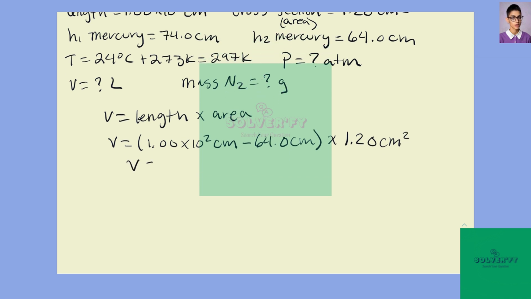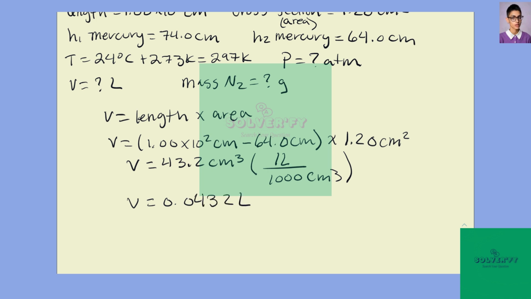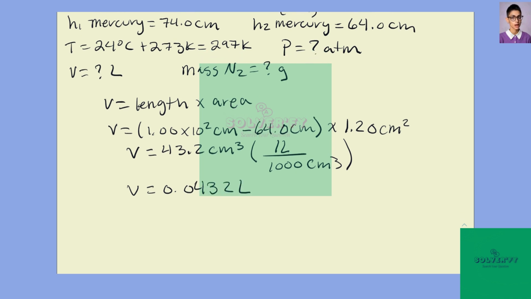Alright, so our volume is going to be 43.2 centimeters cubed. And then this is going to equal, and we want to turn this into liters, so let's times this by 1 liter over 1,000 centimeters cubed. And then our volume in liters is going to equal 0.0432 liters. Alright, so now that we have our volume, let's find our pressure.